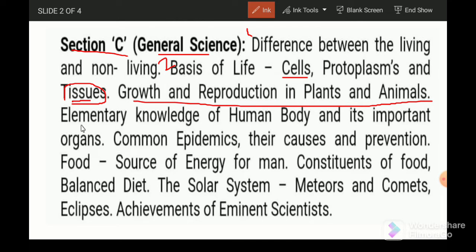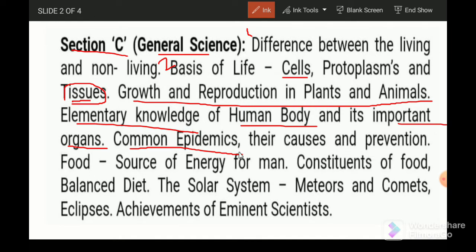Then they are mentioning elementary knowledge, that means बेसिक ऊपर ऊपर का जो नॉलेज होता है ना उसे. The elementary knowledge of human body and its important organs. So the basic knowledge of the human body and all its important organs, like stomach is there, pancreas is there, reproductive systems are there, and then we have muscular systems and all, nervous system. Then common epidemics, their causes and prevention.